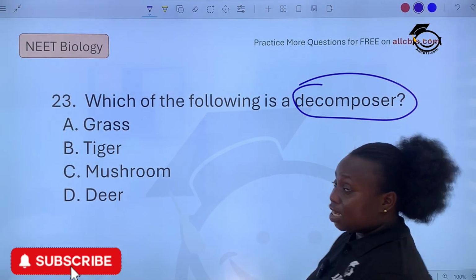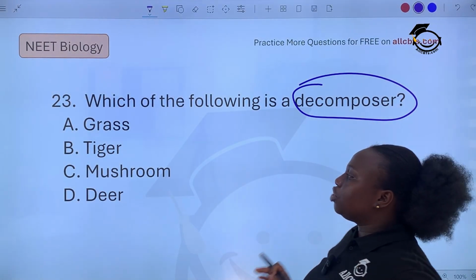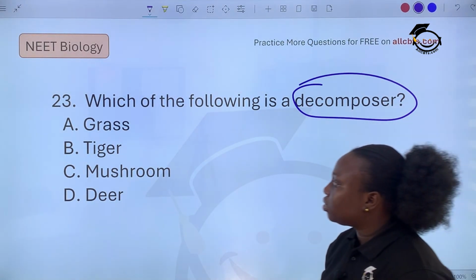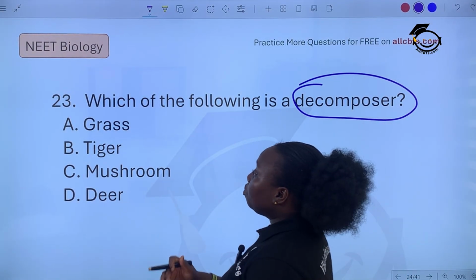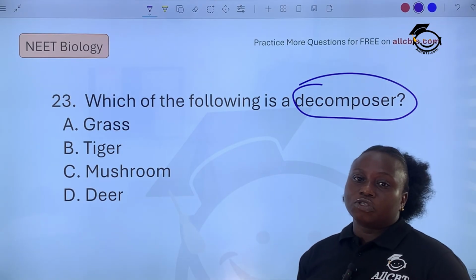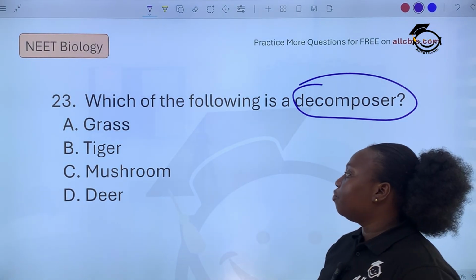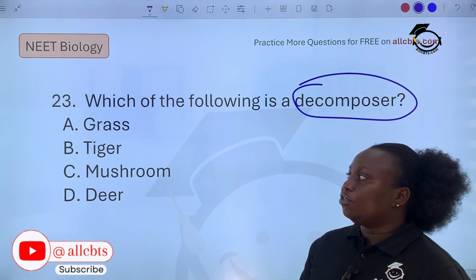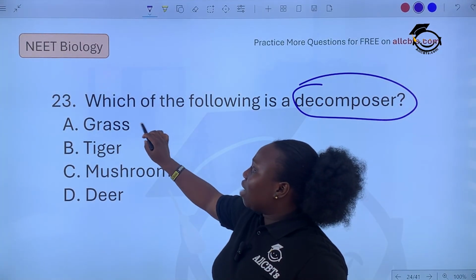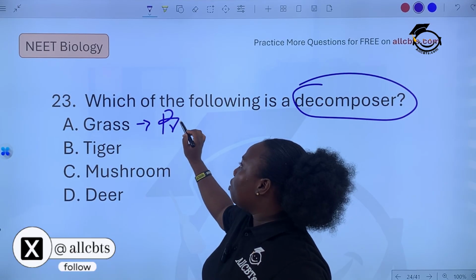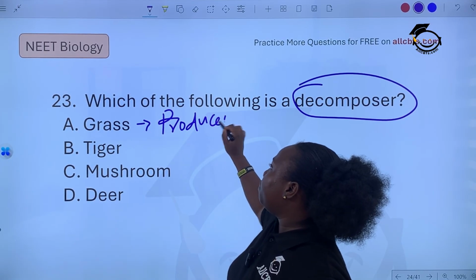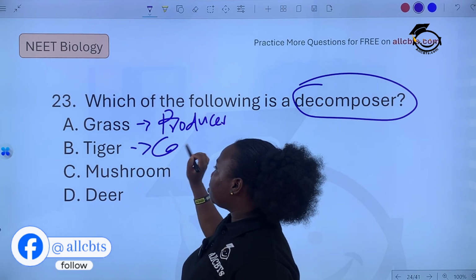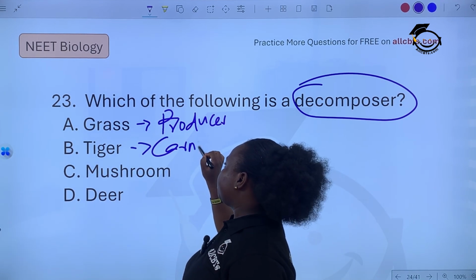According to the food chain, we have producers, we have the consumers, and among those consumers we have the herbivores, the carnivores, and the omnivores. Then we have the decomposers at the last of the food chain. Now these grasses are the producers, because they are plants. A tiger is a carnivorous animal, not a decomposer.